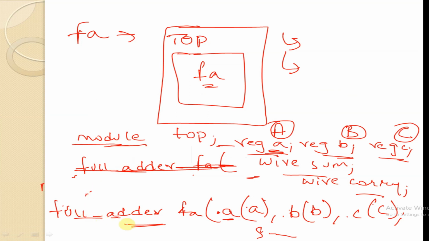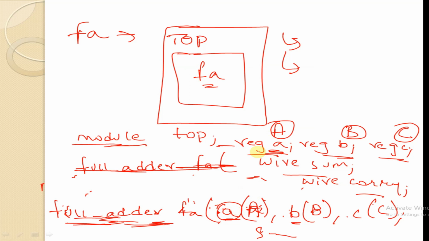Here in this case, outside is the module full adder. Since I am using capital A with module top, the inside signals are of module top: capital A, capital B, capital C, and the outside signals are of full adder. So is this clear? Yes, sir. So avoid using the same signal names, so there will be no confusion.